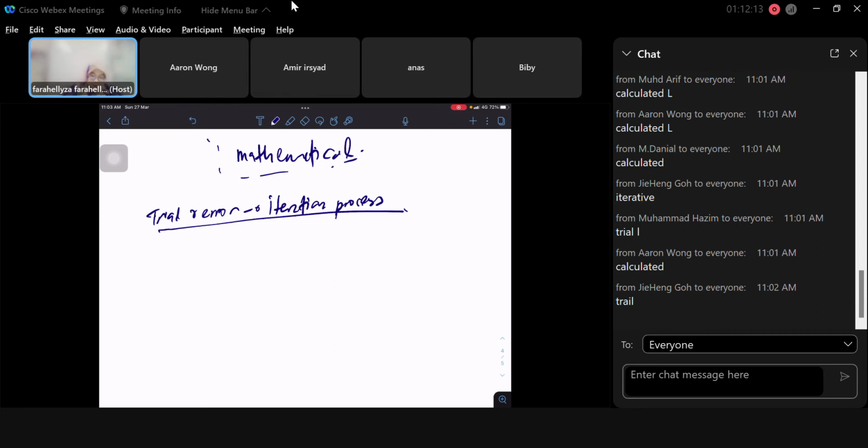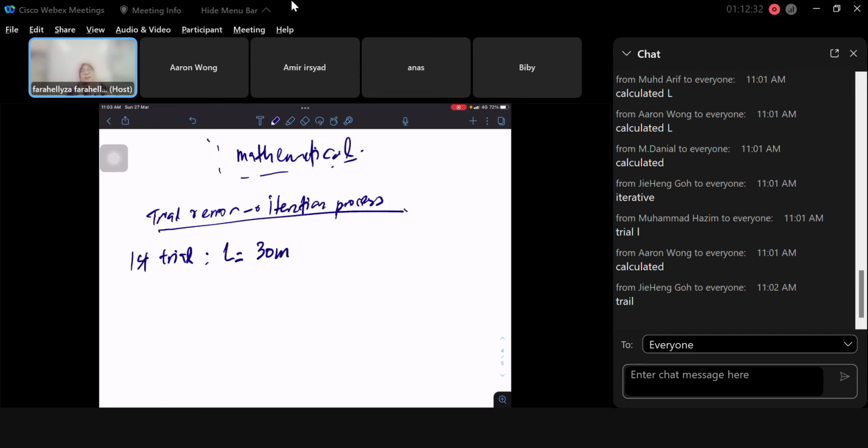So let's say with a first trial, maybe I want to start with L is equal to 30 meter. It can be any value. You can start with L 100, you can start with L 50 meter.